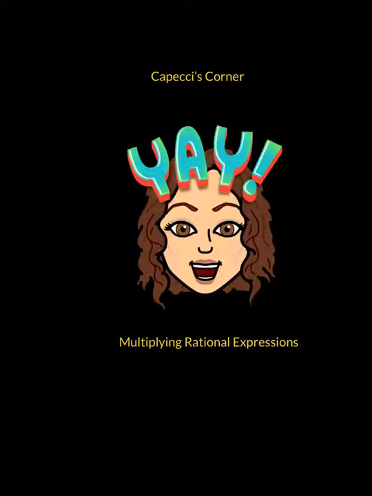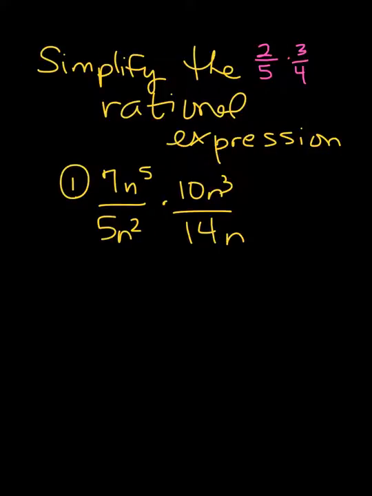Today in Capechi's Corner, we're going to look at multiplying rational expressions. When we multiply rational expressions, we are going to just multiply across the numerator like you did with some basic fractions. So 2 times 3 is 6, and 5 times 4 is 20. So we have 6 over 20, which we will simplify to 3 over 10, and that's our final answer.